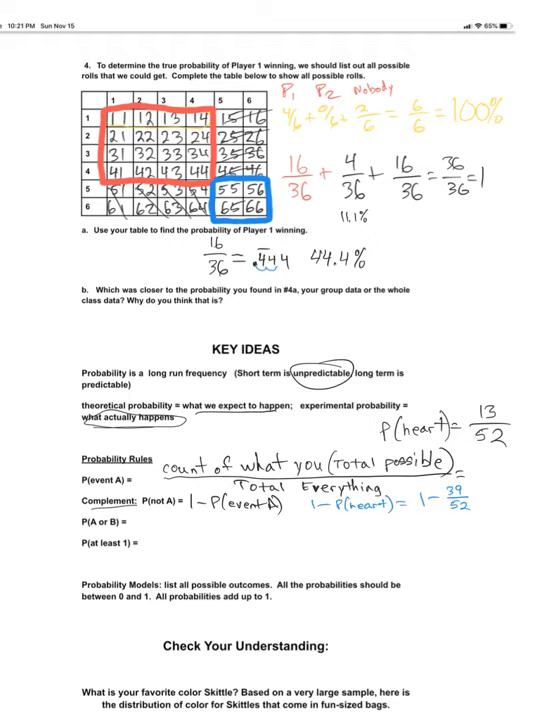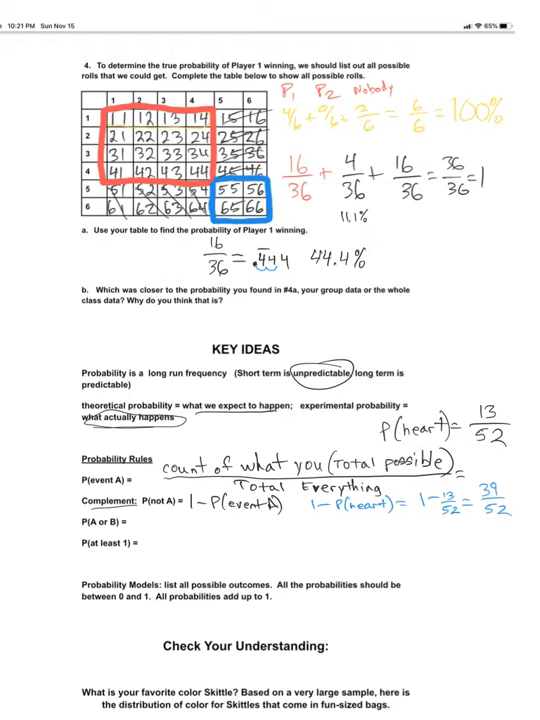Okay? I'm sorry. That's the answer. So let's write it right here. 1 minus the probability of that is 13 over 52, and that's going to be your 39 over 52. So that's the complement. Meaning, if you add both of them together, you get 1. 13 over 52 plus 39 over 52 is going to give you 52 over 52.